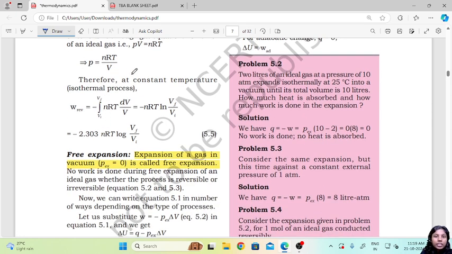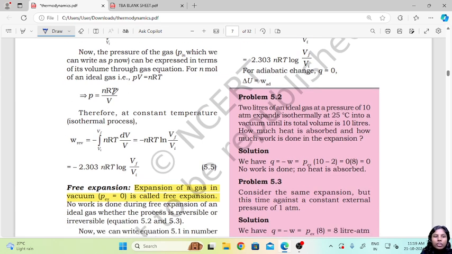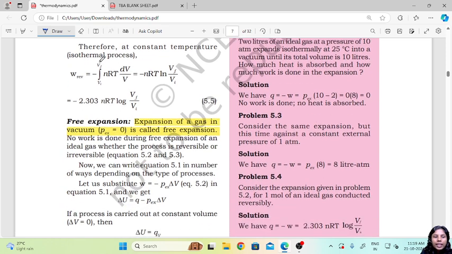Therefore at constant temperature, that is isothermal, we can substitute the P that is there. Since the delta P factor is removed, this internal pressure we have related to the pressure of the gas itself. Now for an ideal gas we know that P equals nRT upon V. So if we substitute this P in the above equation, we will get nRT dV upon V, which equals, finally removing the integral sign and converting to log, minus 2.303 nRT log of the final volume upon the initial volume.